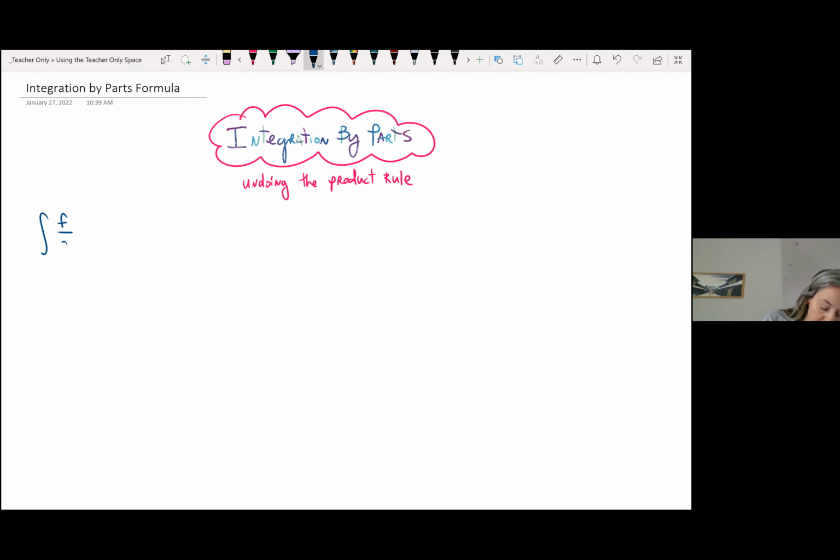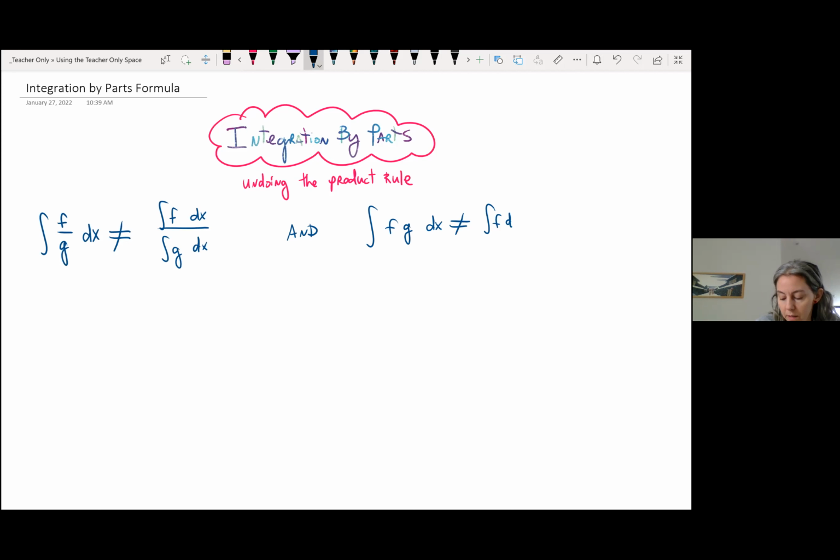So the first things that we need to remember here are that the integral of f over g dx does not equal the integral of f dx over the integral of g dx. And the integral of f times g dx does not equal the integral of f dx times the integral of g dx. In other words, we can't distribute the integral into a quotient or a product.